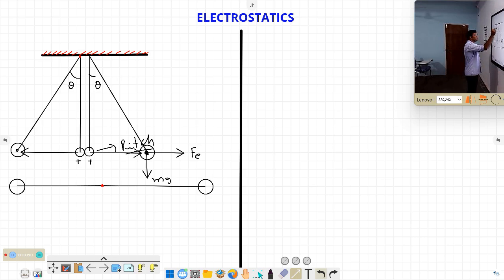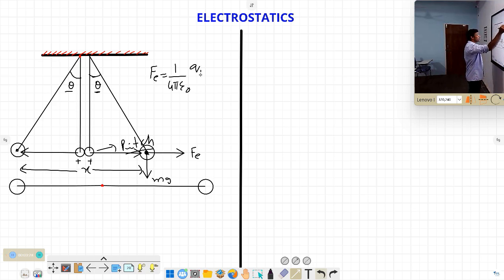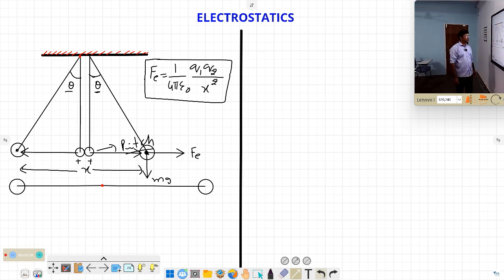At that equilibrium condition, how much angle is it making? It is making an angle theta. The separation between these two, I can write as x. If you want to write the formula, the electrostatic force between these two charges, I can write as Fe equals 1 by 4 pi epsilon naught into q1 q2 by the distance of separation x squared. This is the way I can write the electrostatic force.